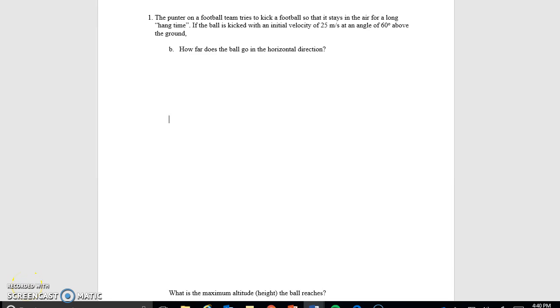Okay, so this is part 2 of this problem. So same punter, it kicked the football in the air. Here's your projectile path. Now it kicked it at a 60-degree angle, and it was at a velocity of 25 meters per second. Now the question is this: how much distance will it take this?